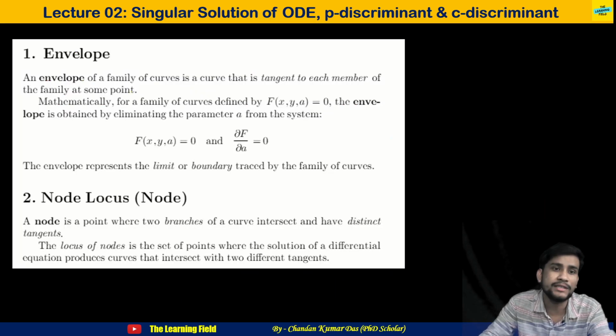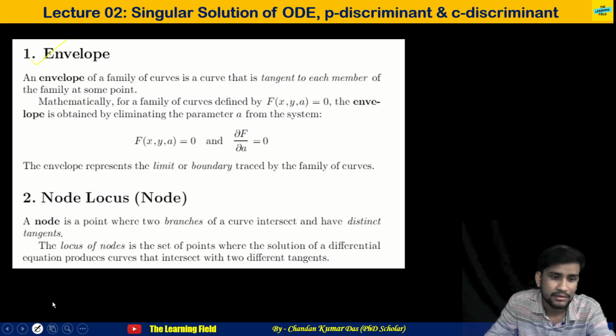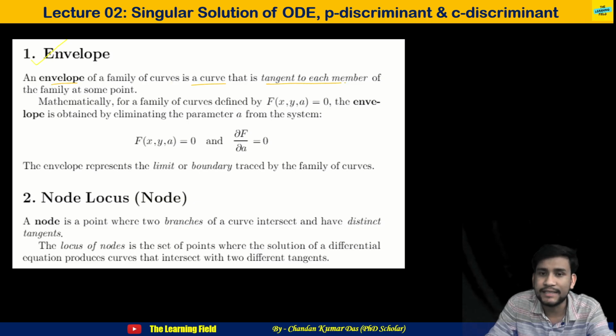Now the definitions of envelopes, nodes, cusp, and tac, one by one we read here. So it says that an envelope of a family of curves is a curve that is tangent to each member of the family at some point. That means this is actually the singular solution. Mathematically, for a family of curves defined by f(x, y, a) equal to 0, the envelope is obtained by eliminating the parameter a from the system.